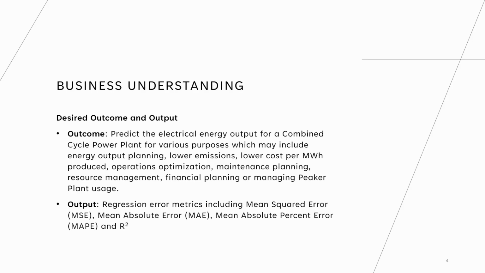Our desired outcome is to predict the electrical energy output of a combined cycle power plant that can be used for various purposes, which may include lower emissions, lower cost per megawatt hour produced, financial planning, or managing peaker plant usage. Regression error metrics including mean squared error, mean absolute percent error, and R-squared will be used.